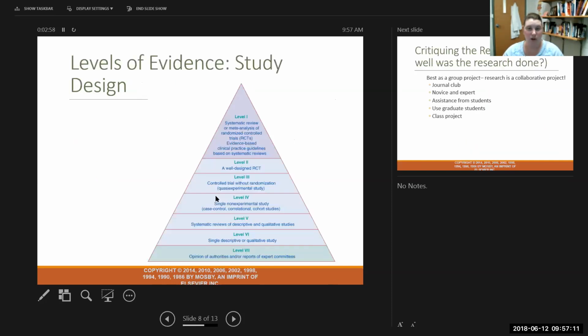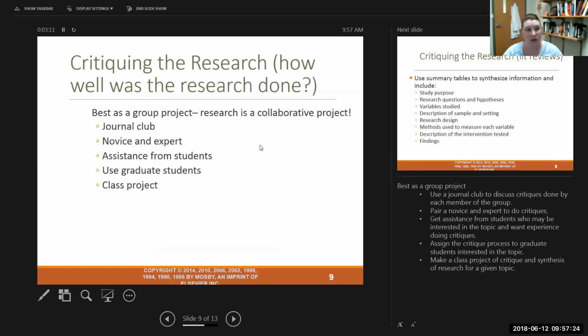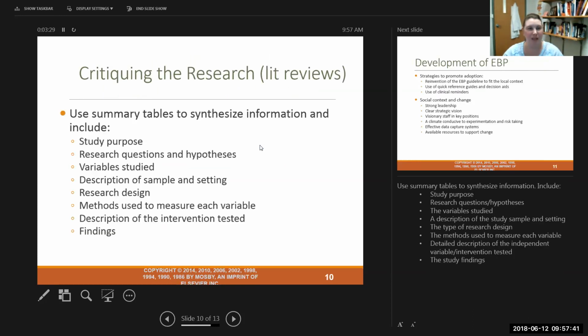Again, here is this important triangle of our levels of study. As I said in this PowerPoint right here, we would be looking at these systematic reviews, kind of this level 1 evidence. This can be done as a group project of kind of critiquing research as perhaps a journal club or novice and experts paired together, using students as they come into your units, graduate students, and as class projects, obviously.